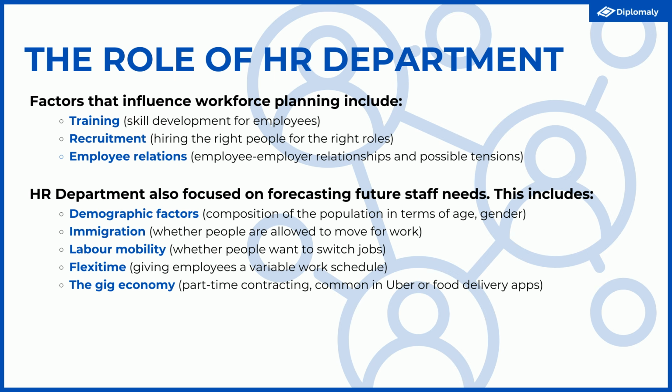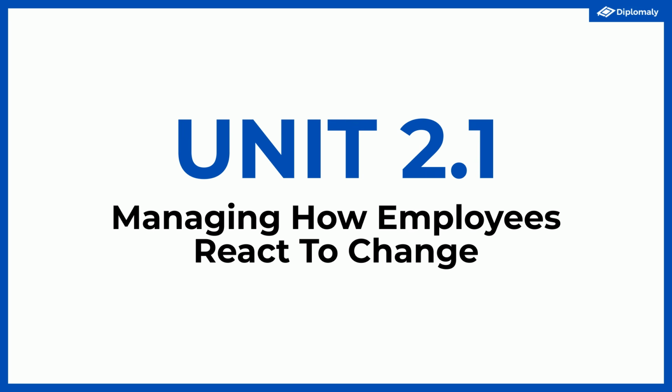This includes demographic factors, such as the composition of the population in terms of age or gender, immigration, whether people are allowed to move for work, labor mobility, whether people want to switch jobs, flexi-time, which is giving employees a variable work schedule, and the gig economy, which is part-time contracting, commonly seen in companies such as Uber or food delivery apps. The second part of this topic focuses on managing how employees react to change.